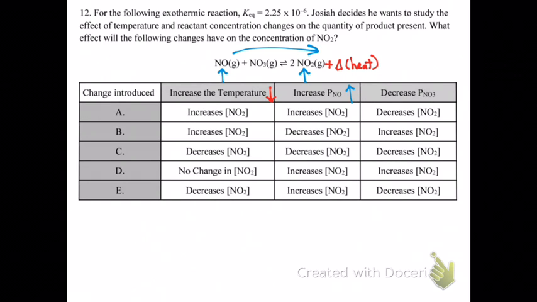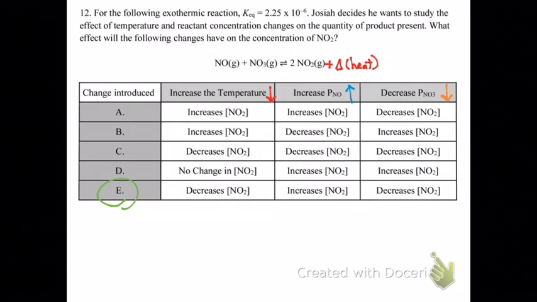And then finally, we have decrease the amount of NO3. If we do that, the reaction will need to shift to the left in order to compensate for the reactants that we lost, which means the NO2 would go down. So we're looking for decreases, increases, decreases, and that's going to be choice E, the one that has all the relationships correct here.